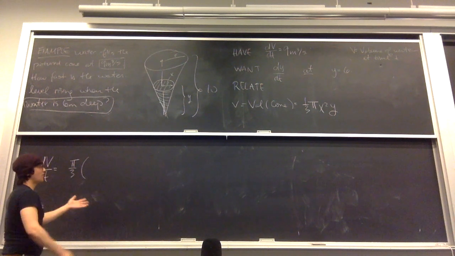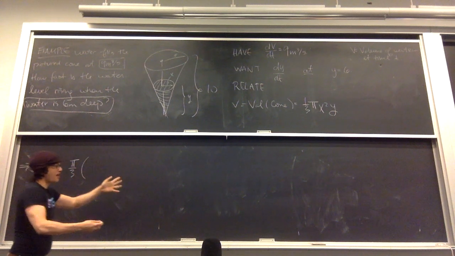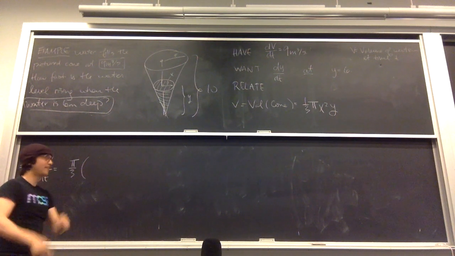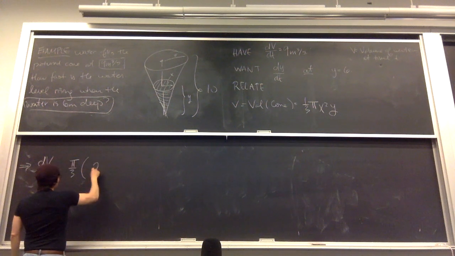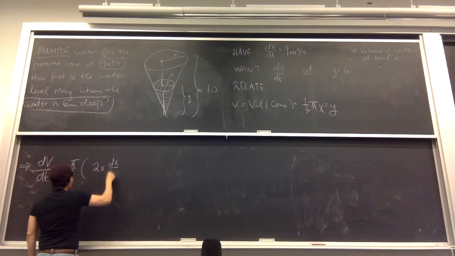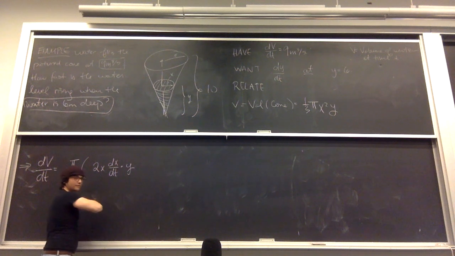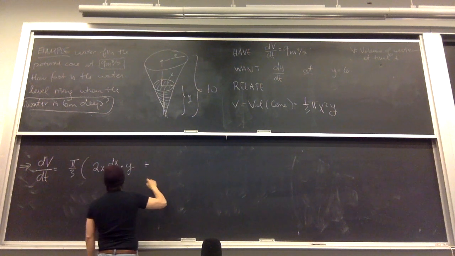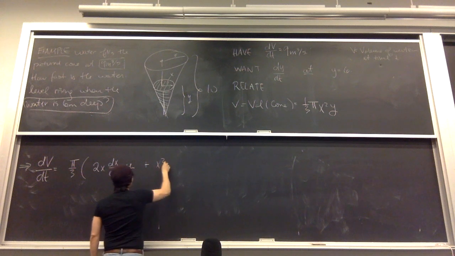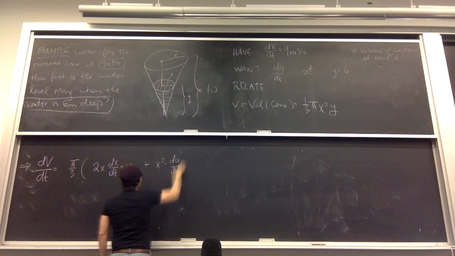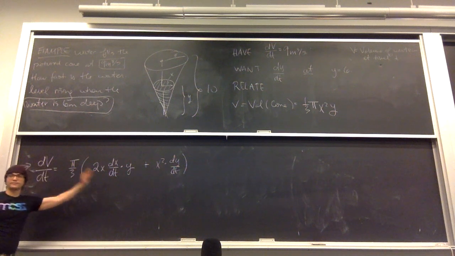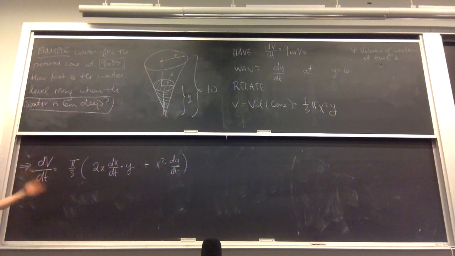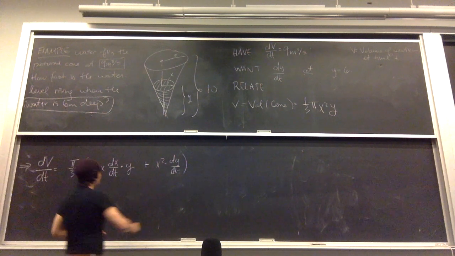Okay, so let's try to do this slowly. The product here is x squared and y. So the derivative of the first is going to be 2x dx dt multiplied by y. Derivative of the second times the first is going to be x squared times the derivative of y with respect to t. Does this make sense? Okay, just make sure to apply the rules of differentiation faithfully and you'll get the right answer. You just need a ton of practice. Okay, so this is what I want to do now. I want to circle the things that I want. I want this. All right.